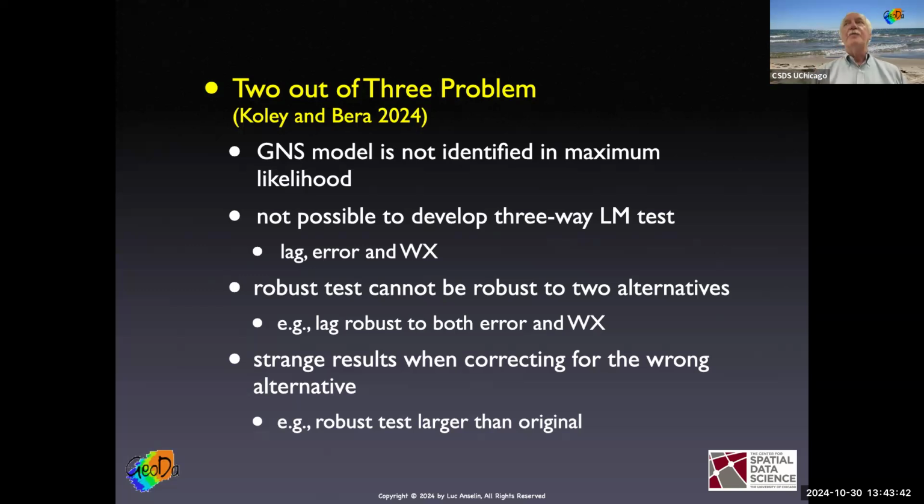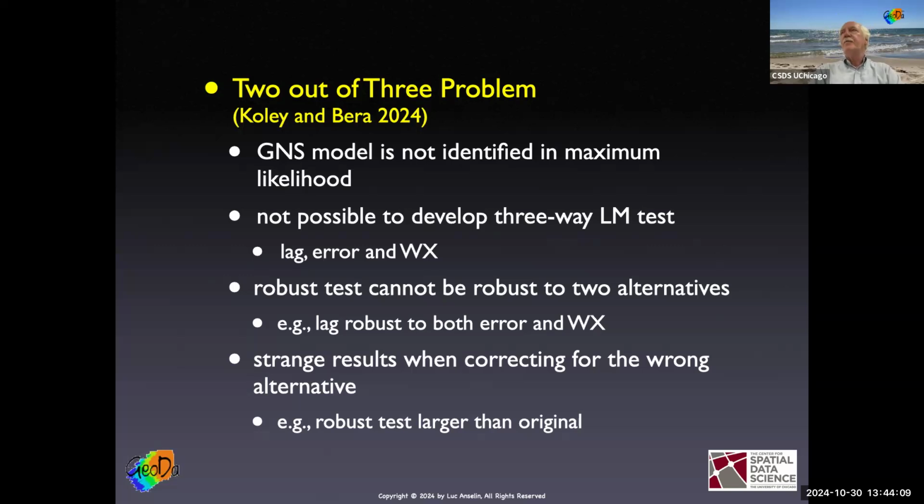As a result, the lag and error tests cannot pick up a spatial Durbin alternative. And the lag and SLX tests cannot pick up a spatial error alternative. So it's not an ideal world. And as we'll see in the lab notes, it can lead to very confusing empirical evidence.